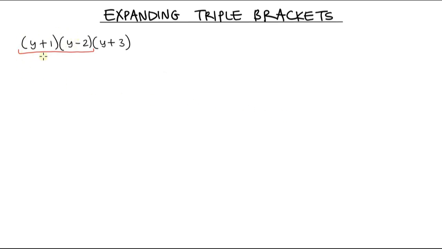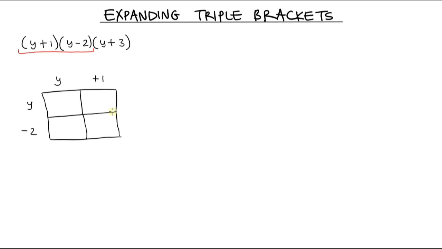So let's do that, and I'm going to expand this using the grid method, which I spoke about in the last video. So we've got y plus 1, so y and then plus 1, and then we've got y and minus 2, and I'm just going to draw a quick grid here. And again, you don't need to take a long time about this. So we're going to multiply everything in the first bracket by everything in the second bracket.